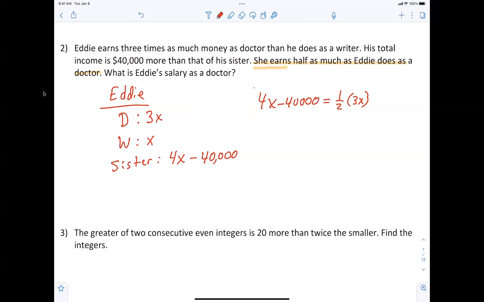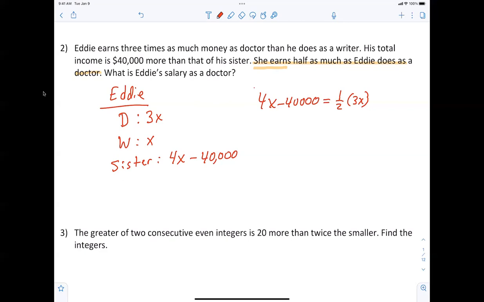Go quickly. Why wouldn't you set it up as 1/2 and then parentheses 4x minus 40? Because you would be taking half of her salary. That's a very good question. Please listen to his question. Why don't we take half of her salary? Because we're trying to make things equal, correct? She earns half as much as what he does, correct? So if I take half of hers, is it equal? No, I need to take half of what? His to make it equal.